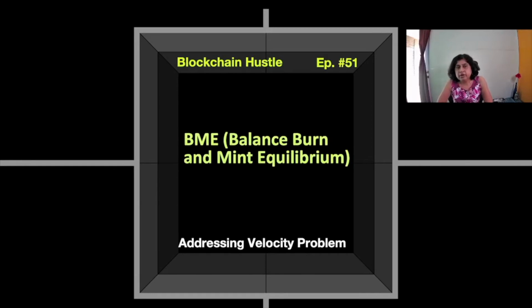Now, there are two words in this BME, which is burn and mint. Most of us are familiar with mint, which is creating. So minting a token means creating a token. But what is burn? When you burn a token, it actually goes to an Ether address. And because nobody has the private key to that address, no one can access it. And therefore, the asset which is sent there is said to be burnt. It cannot be accessed. It literally is taken out of the circulation, the total supply.